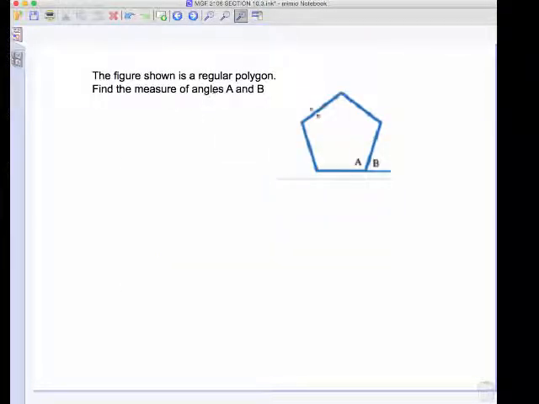All right, we've got a regular polygon. That's important to me. That lets me know that all of these angles are equal. So I can use this formula to find out how many degrees there are in the whole polygon. It is a 5-sided figure, so 5 minus 2 is 3. 3 times 180 is 540 degrees in the whole polygon.